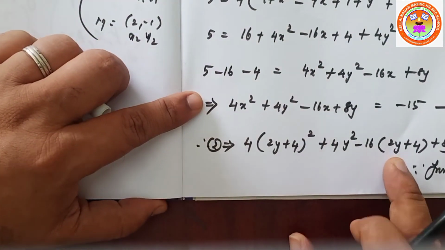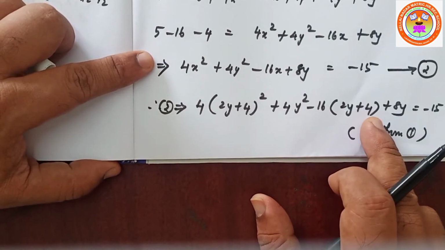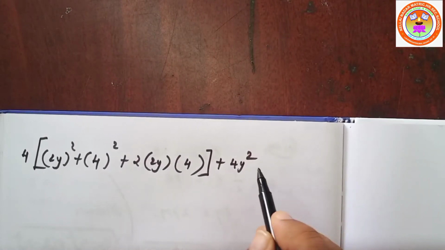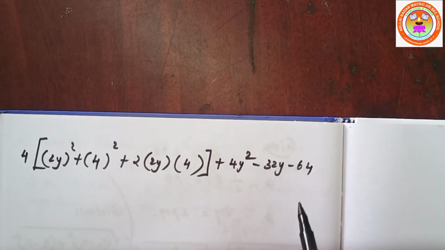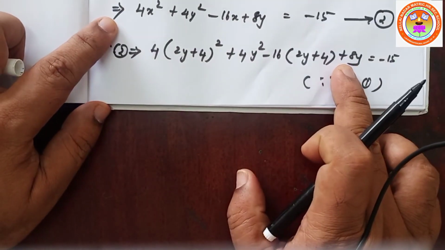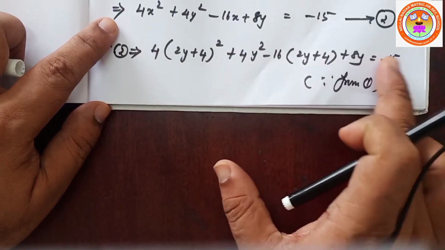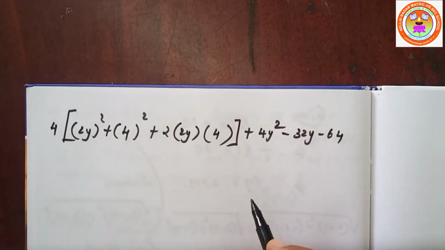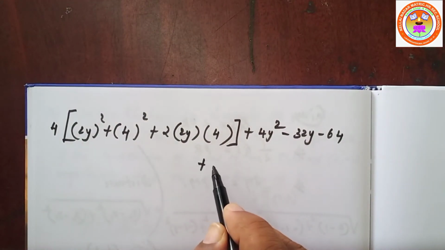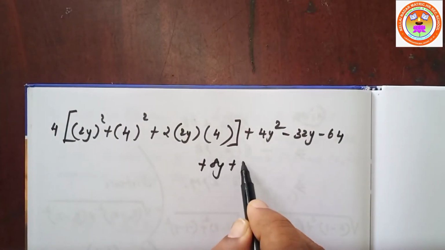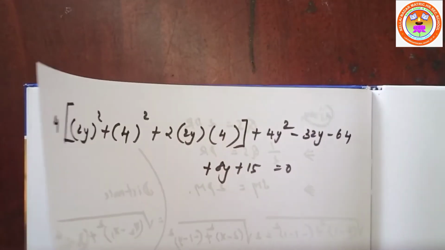Next, minus 16 into 2y, minus 32y, minus 16 into 4, minus 64. Minus 32y minus 64, plus 8y minus 15. Left hand side plus 15, 8y plus 15 that is equal to 0.